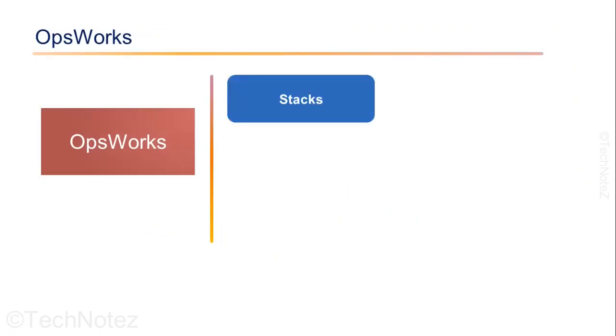A stack is a collection of resources that are created and managed together as a single unit. You can use a stack to create, update, or delete a group of resources at once. A stack is created from a set of configuration files that define the resources and their dependencies.